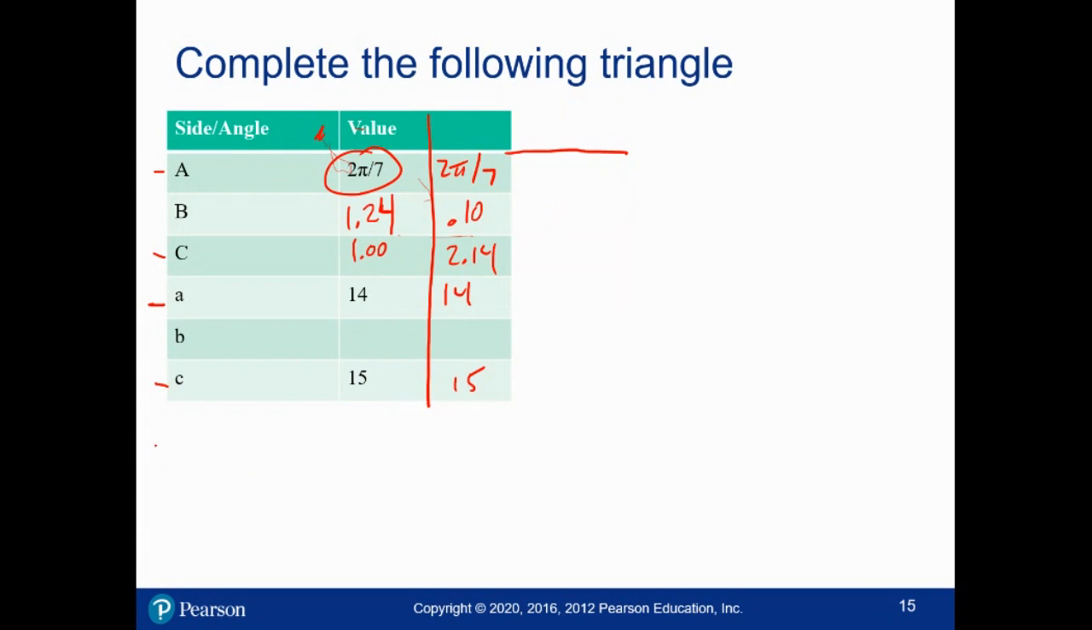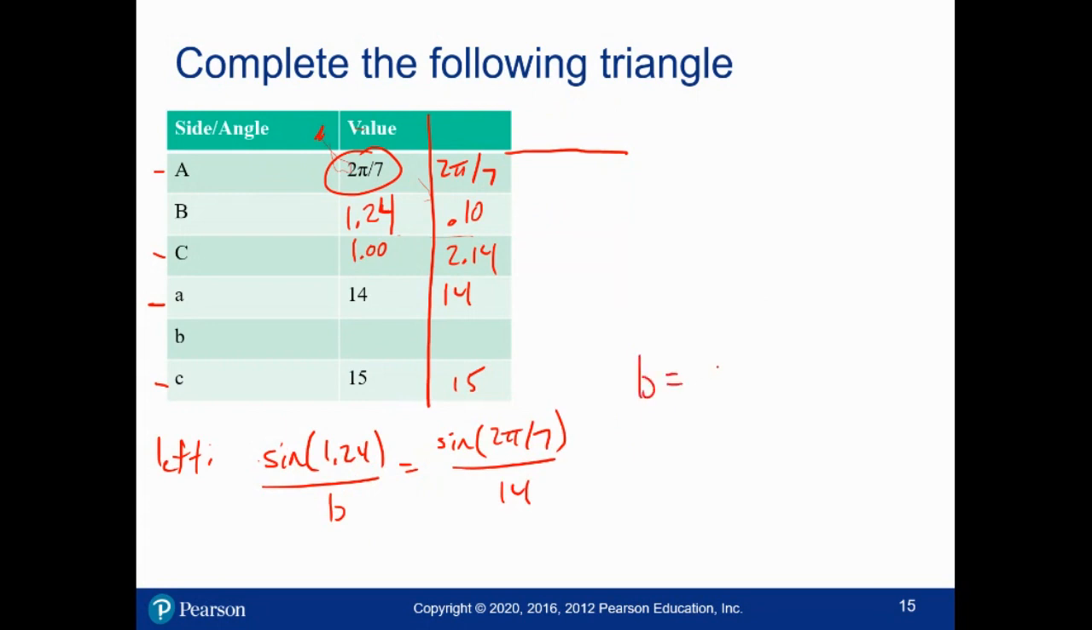So let's find b. For our left version, we're going to use the law of sines. We're going to say the sine of 1.24 radians over the unknown length b is equal to, and I can use either one I want, but I'd rather use 2 pi over 7 than 1 radian, because radians are usually multiples of pi. So I'll use a, which gives me a solution for b, which is 14 times the sine of 1.24 radians over the sine of 2 pi over 7. And I can copy that in here.